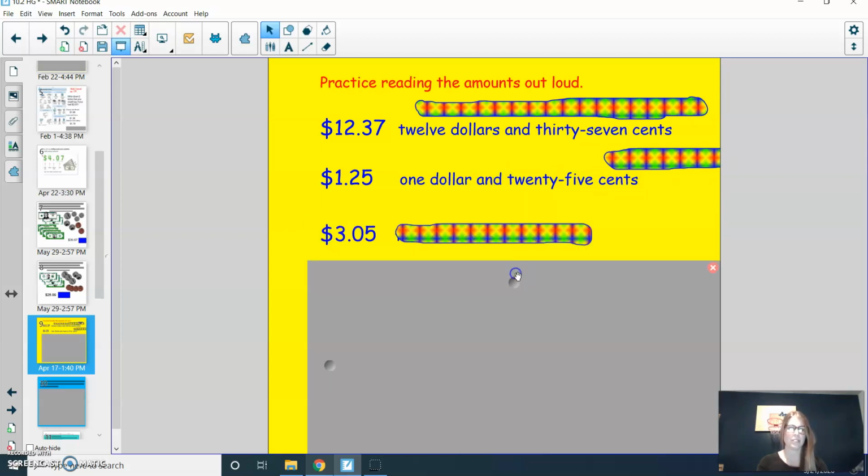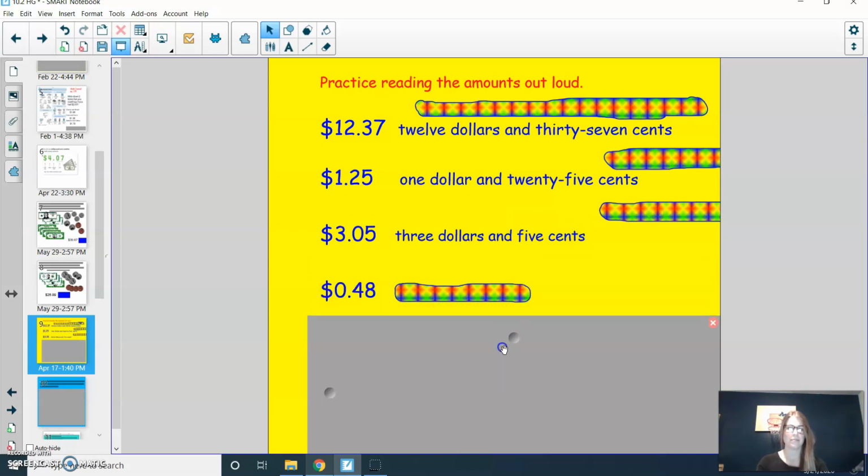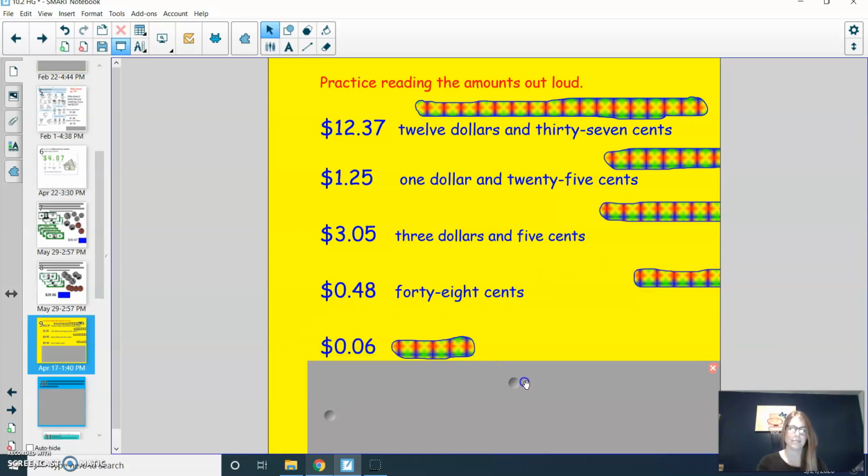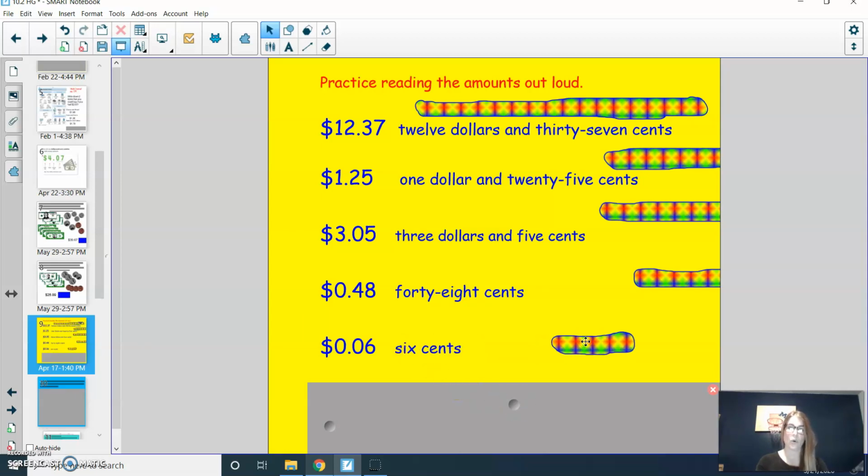How about this amount? $3.05. How about this one? You could have said 48 cents, or if you also said $0.48, that would be correct. Last one. You might have said 6 cents, or you maybe said $0.06, which would be good too.